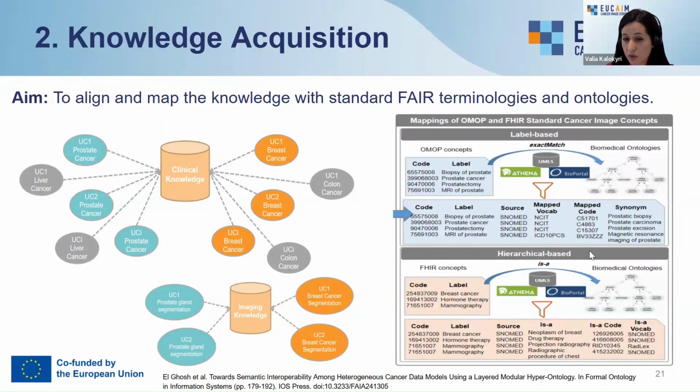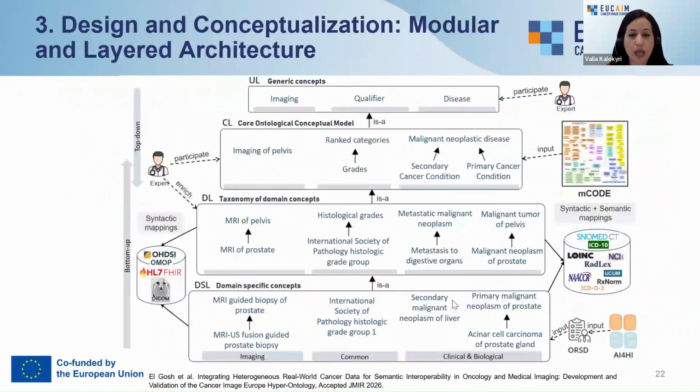And then the second type of mapping is the hierarchical-based. Why we did that is to create the hierarchy of our ontology. How did we do that? Using the known ISA relationships taken from the biomedical ontologies. For example, from SNOMED, breast cancer is a neoplasm of breast. That's the broader concept, and the other is the narrower concept.